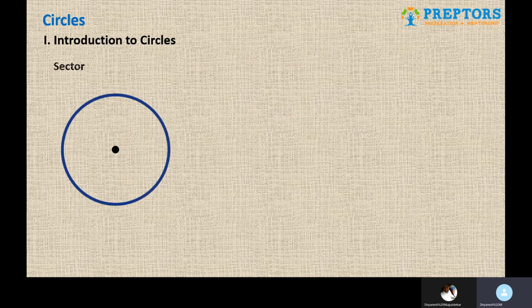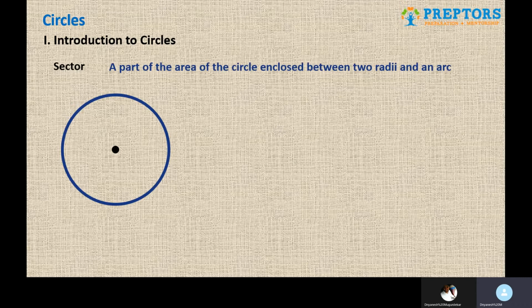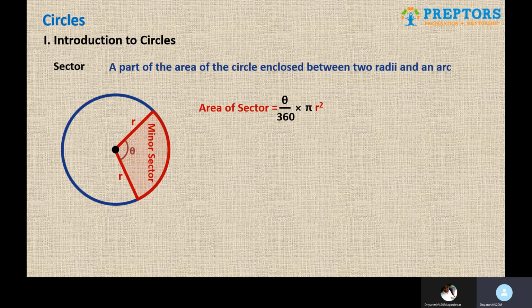The next one, sector. Sector is part of the area of the circle enclosed between the two radius and the arc. So it is associated with the area of circle. Remember, so the formula will include the area of circle formula. That's how you should differentiate. That's how you should remember. Again, depending on the value of theta, you will have two types. One is major sector, one is minor sector. And then the formula straight away, area of sector is theta upon 360 into pi r square.